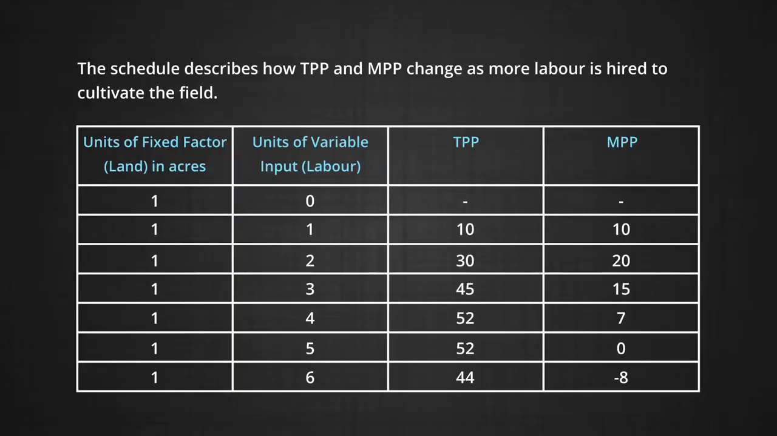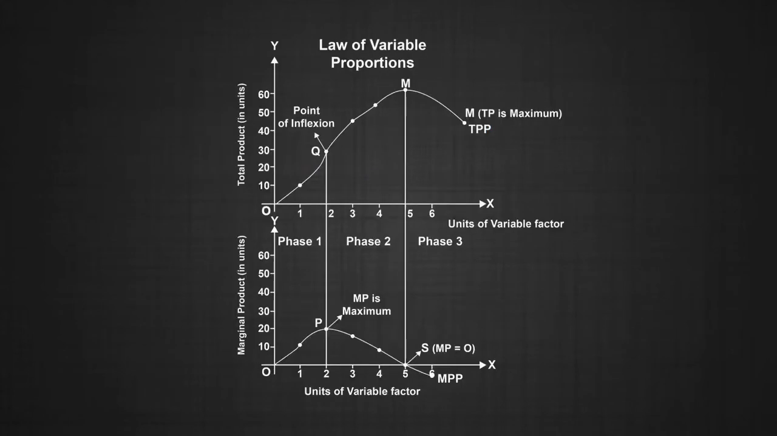Consider a field which is being cultivated for growing wheat. The field has an area of 1 acre. The schedule on your screen describes how the TPP and MPP change as more and more labor is hired to cultivate the field. This data can be represented in the diagrammatic form as shown in figure 1. On the basis of changes in TPP and MPP, the law of variable proportions classifies TPP into 3 stages. We can use figure 1 to understand these phases.